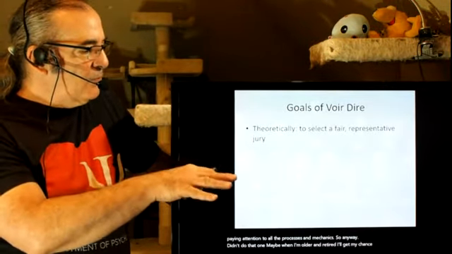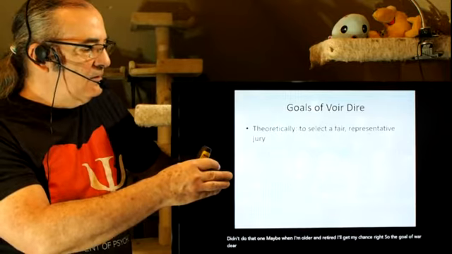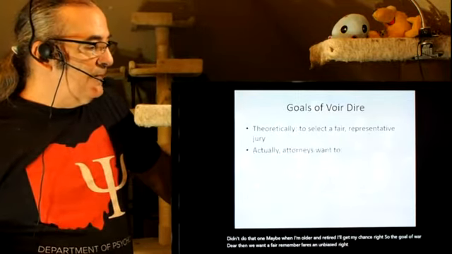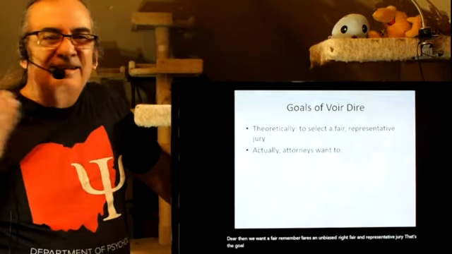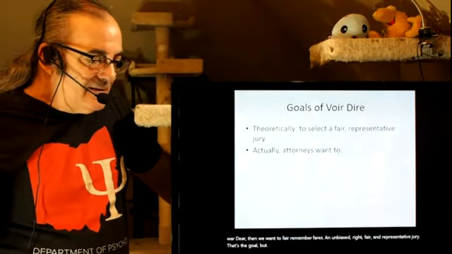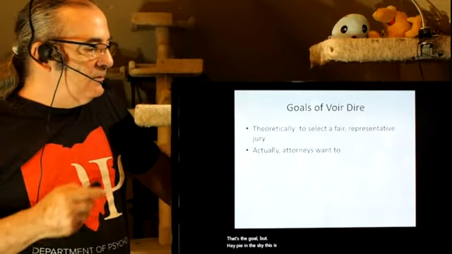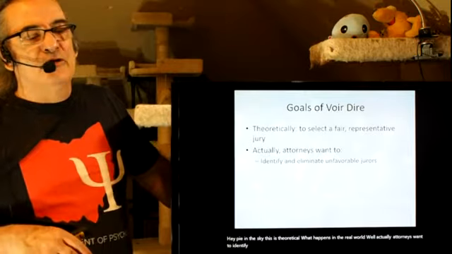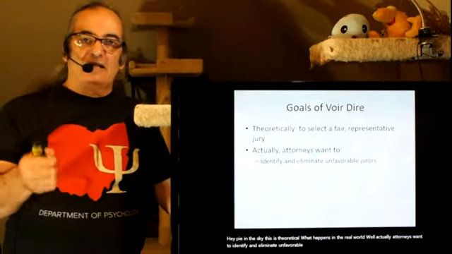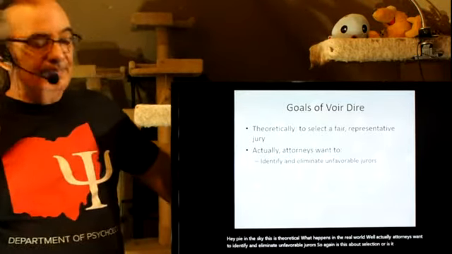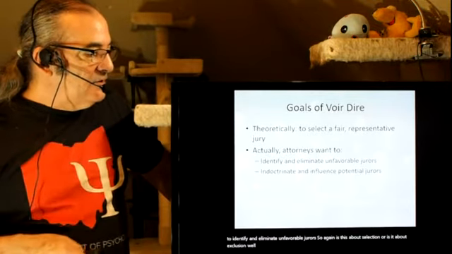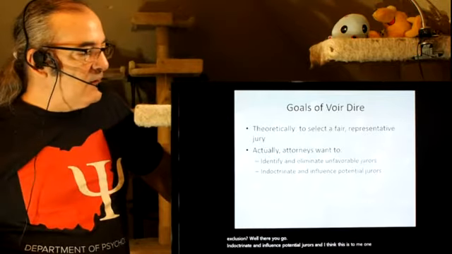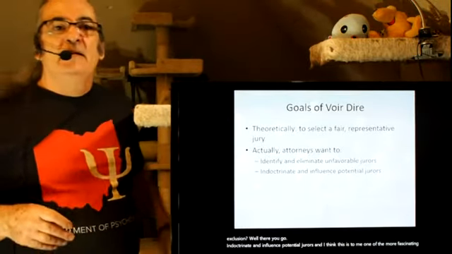So the goal of voir dire then, we want a fair, remember fair and unbiased, right? Fair and representative jury. That's the goal. But, hey, pie in the sky, this is theoretical. What happens in the real world? Well, actually, attorneys want to identify and eliminate unfavorable jurors. So again, is this about selection or is it about exclusion? Well, there you go. Indoctrinate and influence potential jurors. And I think this is, to me, one of the more fascinating aspects of voir dire.